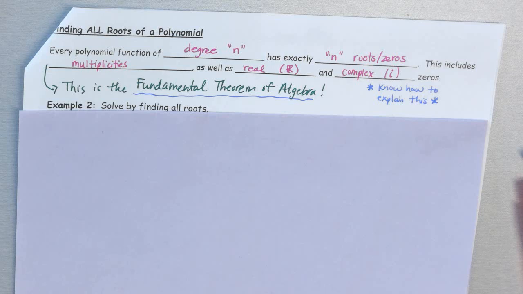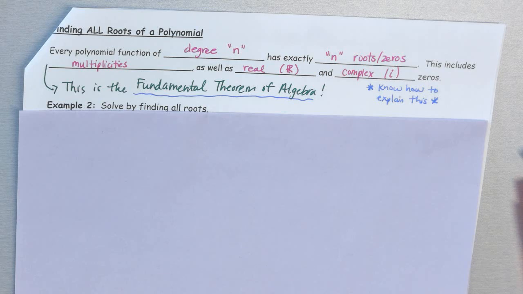Finding all roots of a polynomial, you want to keep in mind the fundamental theorem of algebra, which you actually already know, you just didn't know that that's what it was called. Officially, the fundamental theorem of algebra tells us every polynomial function of degree n has exactly n roots or zeros. This is exactly what we've been talking about the past few days. Whatever the degree of the polynomial is, that's how many roots or zeros it has. The variable they use for the degree is n.